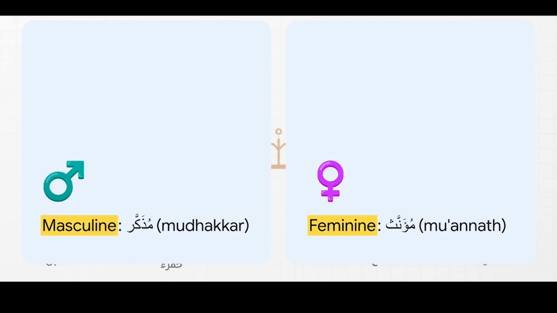And here they are, our two categories. On the masculine side, we have mudhakkar, and for the feminine, we have mu'annath. Getting familiar with these terms is super helpful because you're going to see them in pretty much every Arabic grammar book you pick up.